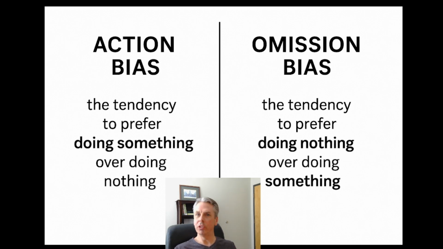The first is action bias. It's the tendency to prefer action over inaction. It's better to do something than nothing. And then the opposite would be omission bias. That's the tendency to say, hey, let's actually not do anything. That's my preference. My bias is to do nothing rather than something.